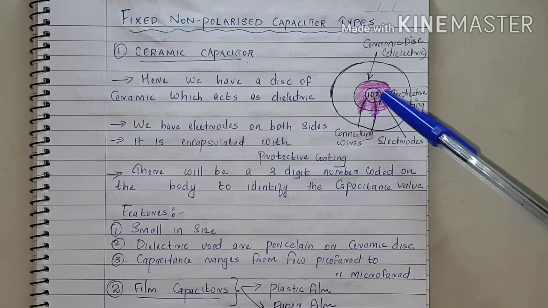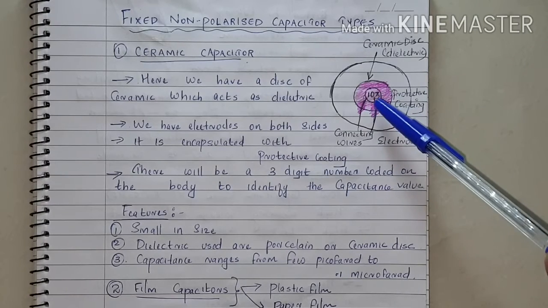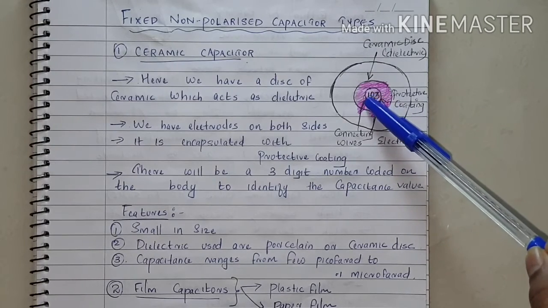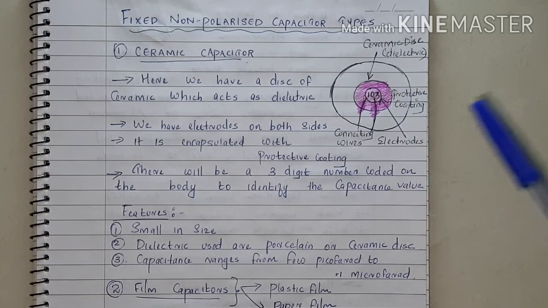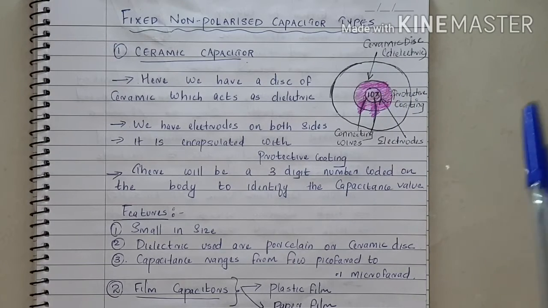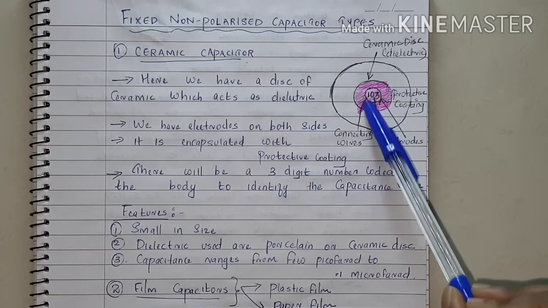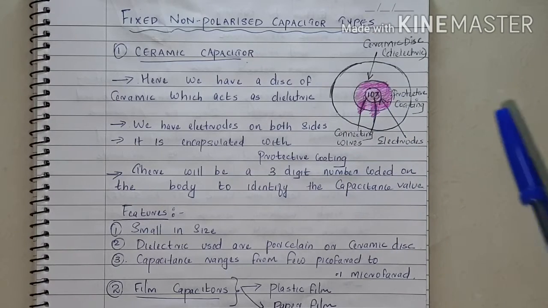And a 3-digit number will be coded inside the body to identify the capacitance value, like 103, 102, like that.